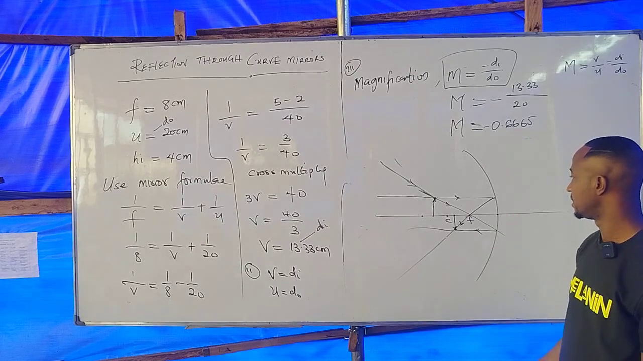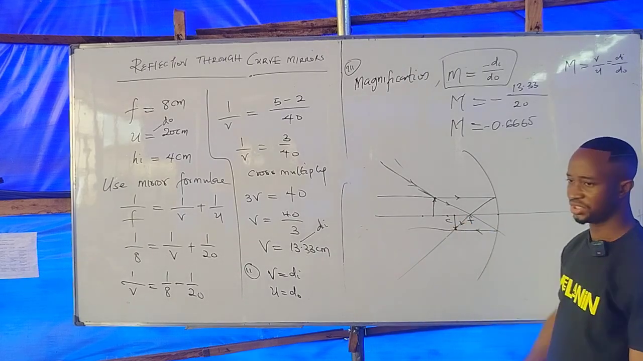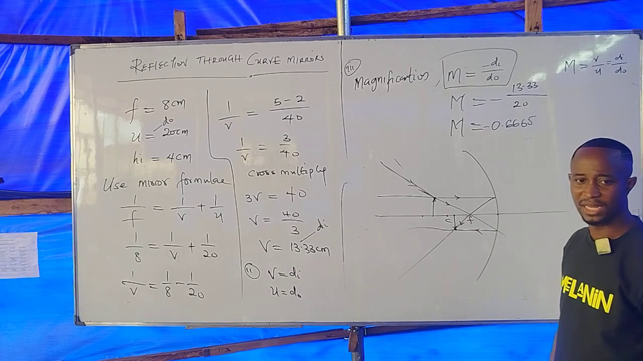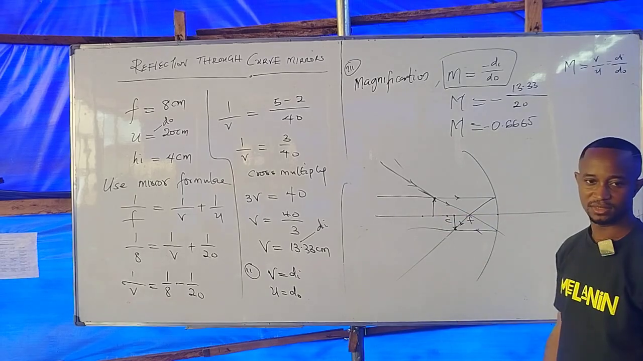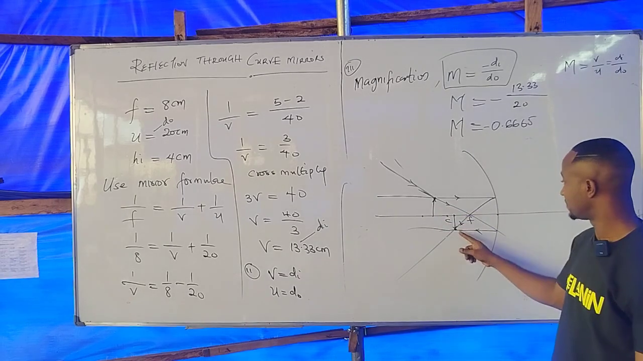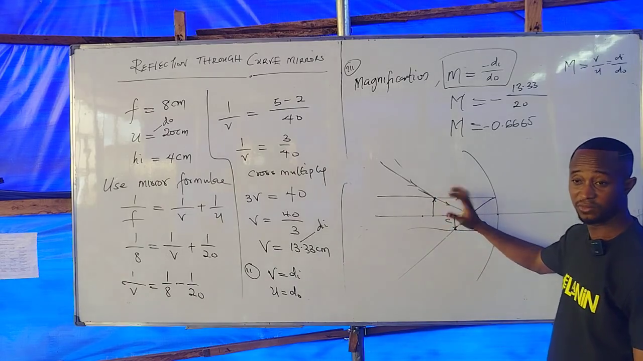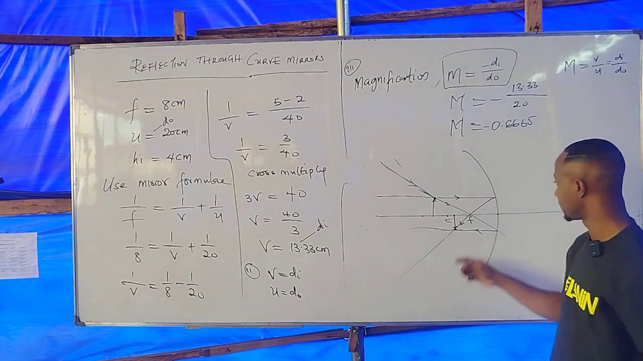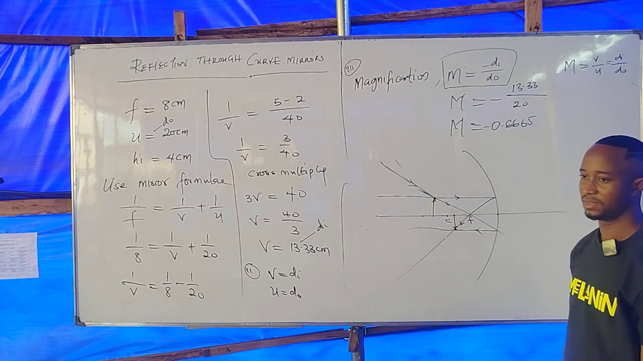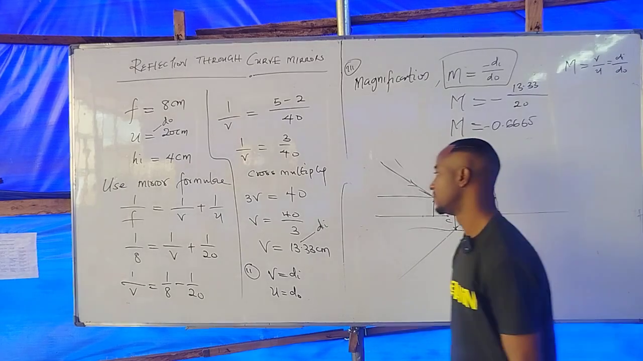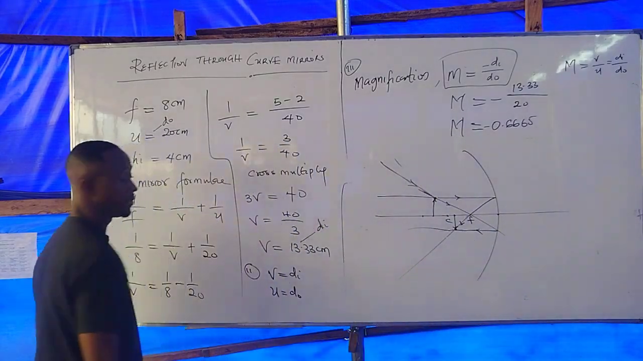But what do you notice here? Is the image diminished or enlarged? It's smaller than the object. Is it not smaller than the object? Are you seeing the height? If I construct this using my normal compass, you will see the size is very small as compared to the object. Do you get? Number 2.